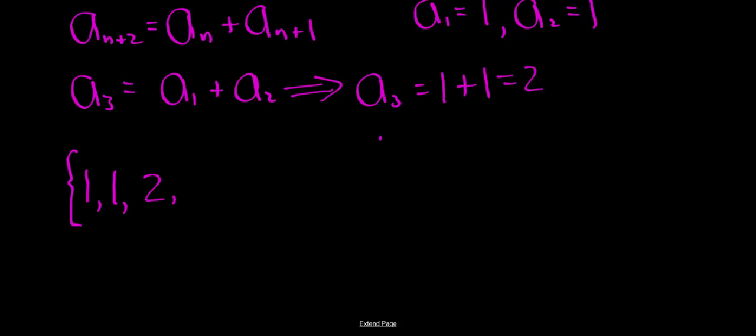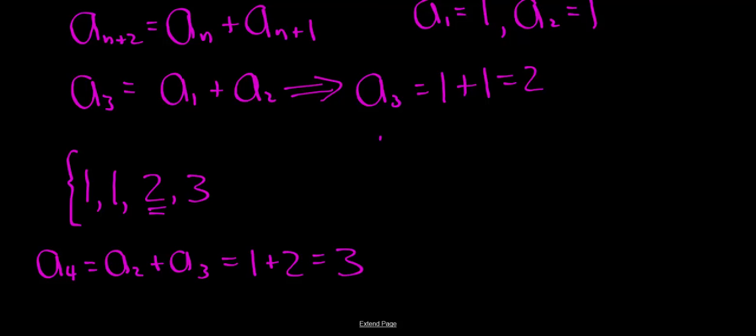Now we want to get the fourth term. So a sub 4 is equal to a sub 2 plus a sub 3. Now, remember, a sub 2 is equal to 1, okay? So this is 1 plus a sub 3, which is right here. That's 2, and we get a 3. So I'll put a 3 in there.